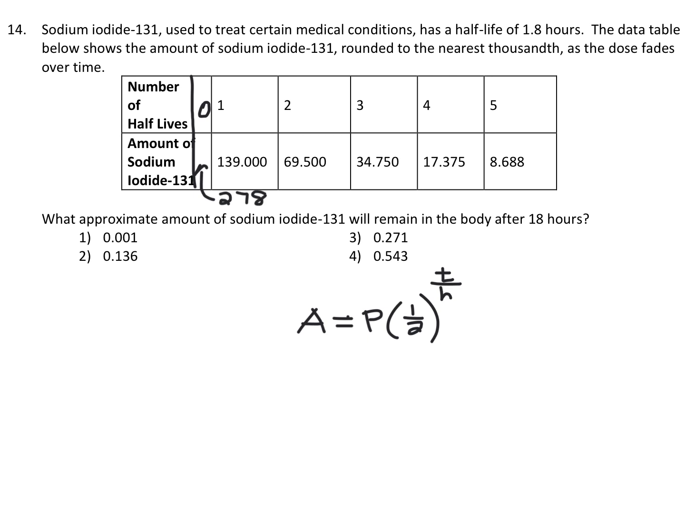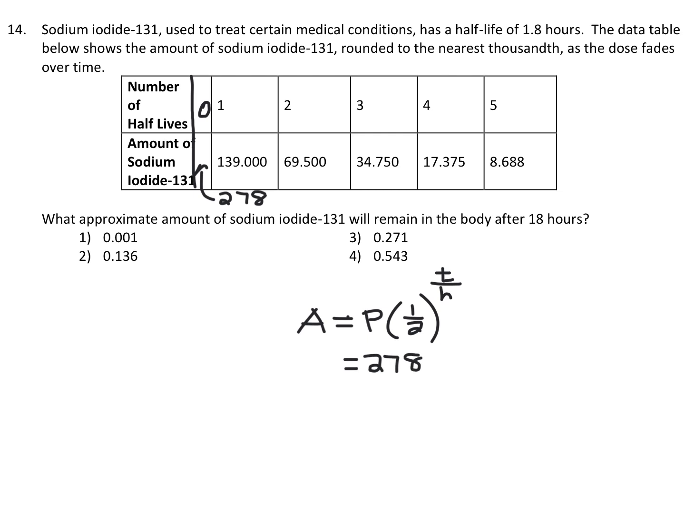All right, so let's see if that makes sense. Initially we had 278. Then after one half-life, we cut that in half, and this is what we had. After 2 half-lives, we would cut this in half again, and that's what we had. But really, this is the number we're concerned with. This is the initial amount. So that's what's going to go in for P.